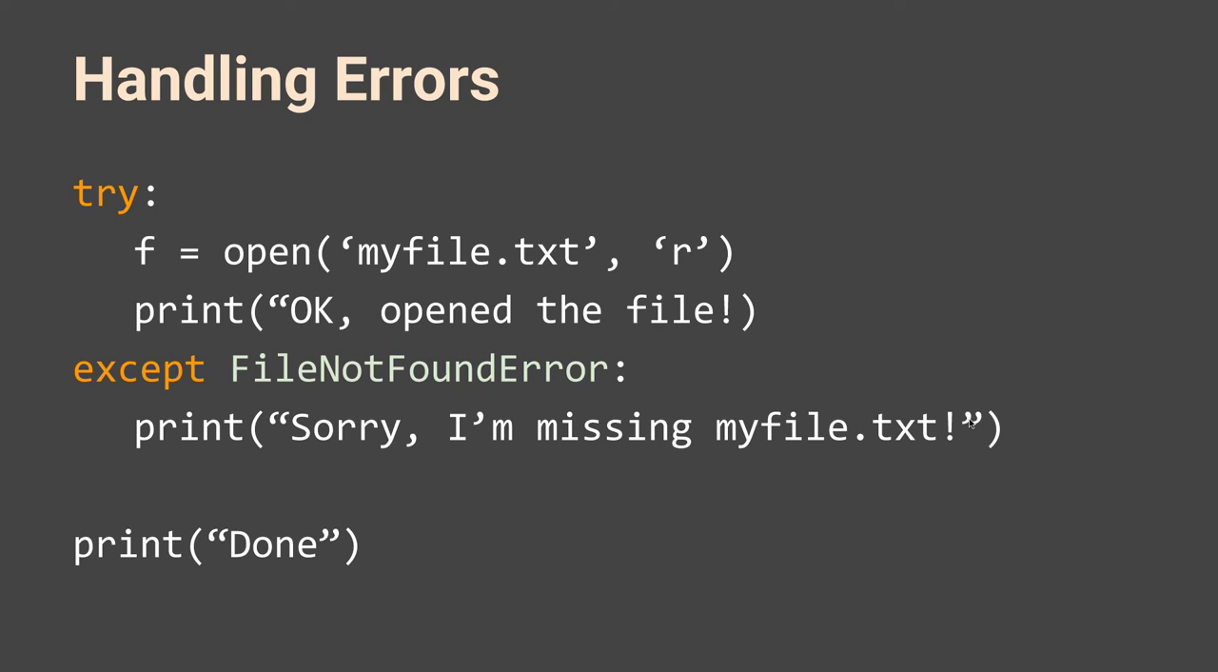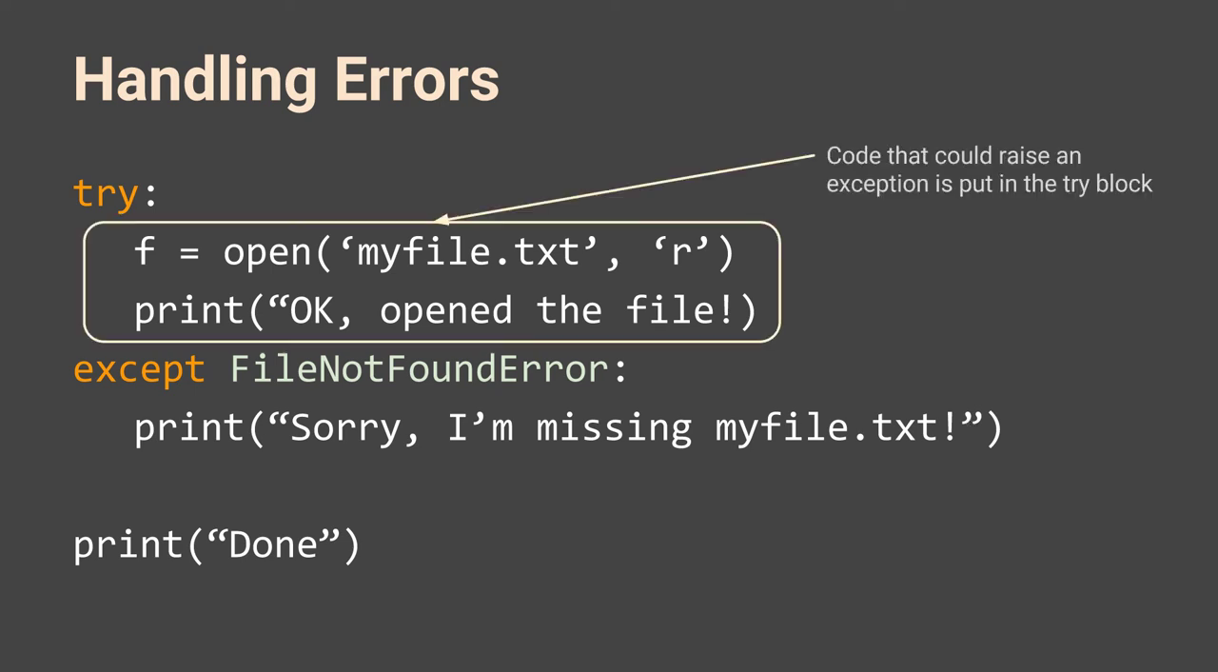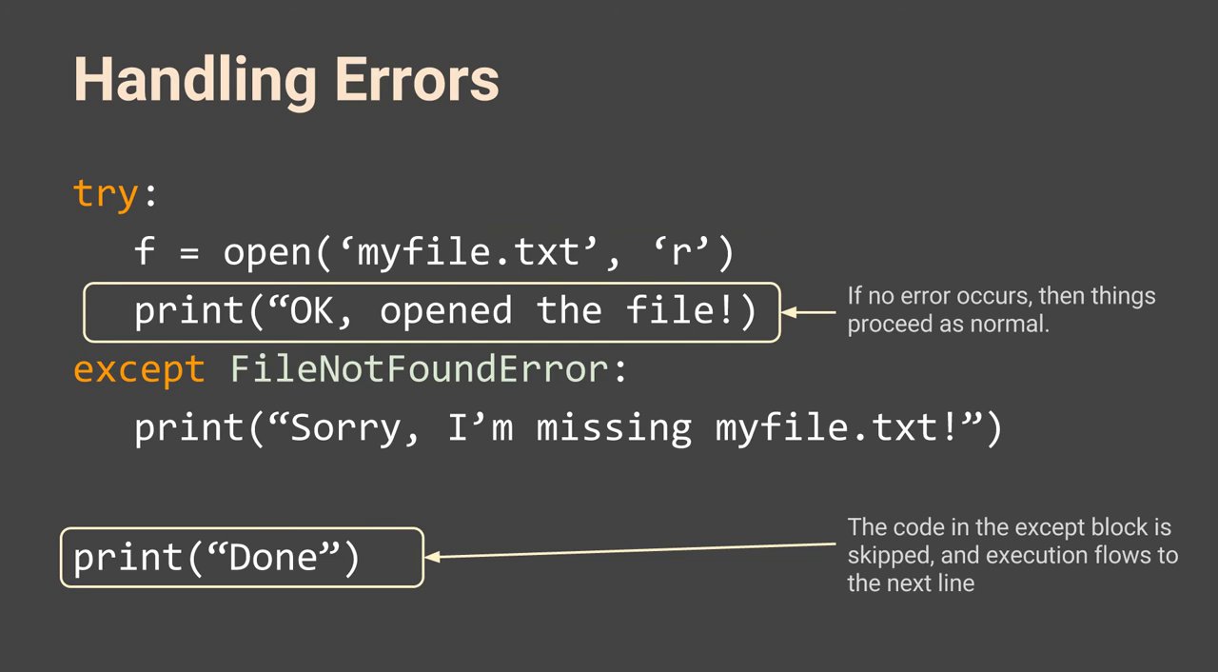So let's walk through the logic here. Code that could raise an exception is put into the try block. If no error occurs, so myfile.txt does exist and it's no problem, then we can print, okay, opened the file, and everything behaves as normal. We skip the error handler, because we didn't get an exception, so the file not found error is not going to be dealt with. And we proceed. From print okay, opened the file, we're going to print done. So we proceed right out of the try block, almost like this was an if and an else. Same idea.